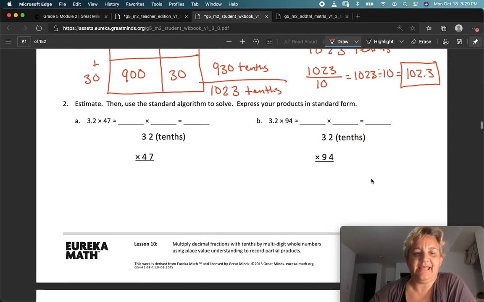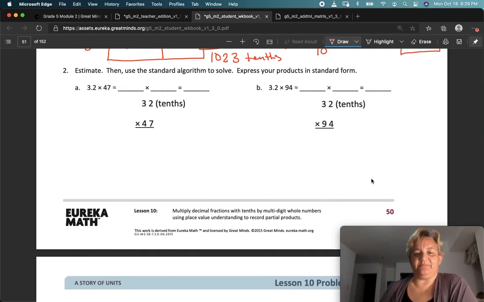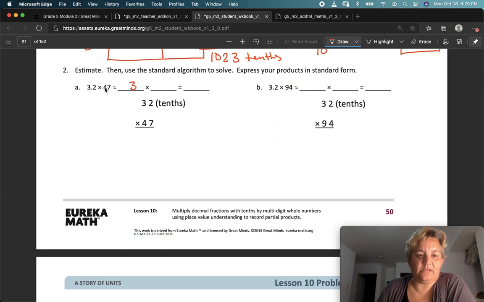Next one. Estimate, then use the standard algorithm to solve. So we're going to skip the area model, okay? And then we're going to express our products in standard form. So 3 2/10, I'm going to estimate that to be 3. 47 ones, I'm going to round up to 5 tens or 50, and that's going to give me an estimate of 150. Now I'm going to turn that 3 2/10 into 32 tenths.